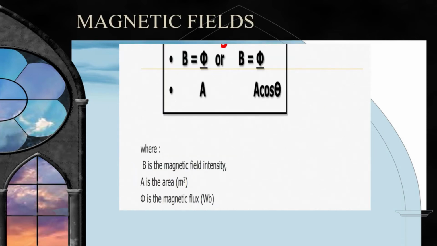If the magnetic flux and the area are given, you can use this formula: magnetic flux over area, or kung may angle involved, we have magnetic flux over A cosine theta. So we can still solve for this magnetic field using this formula.